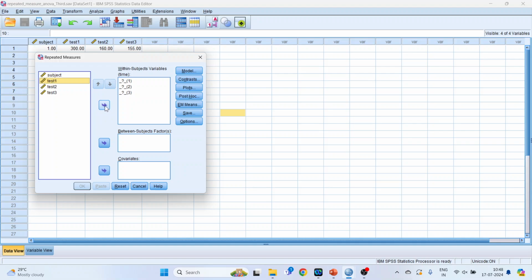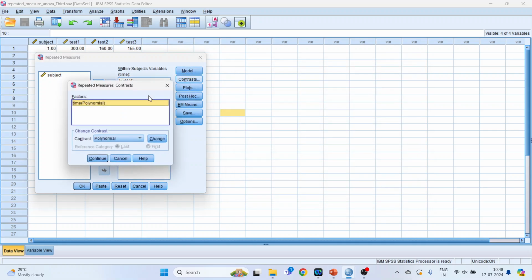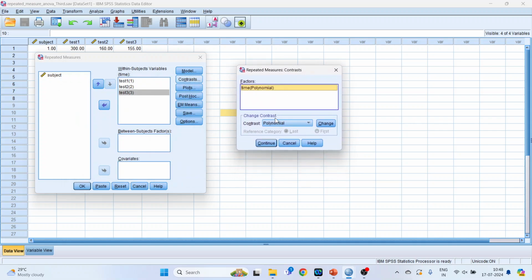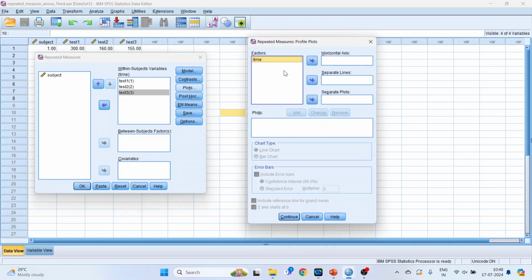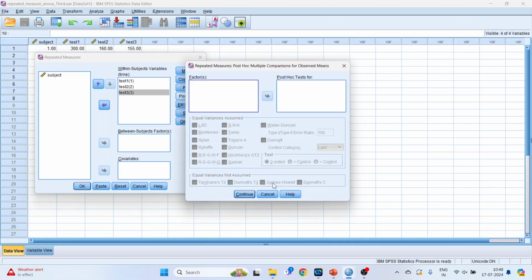Test 1, time period 1. Test 2, time period 2. Test 3, time period 3. Click on Model, keep things as they are, no change. Continue. Click on Contrast, no change, keep as it is. Click on Plots, transfer Time into the horizontal axis and press Add. Line chart should be activated. Continue. Post Hoc, nothing is there, no need to worry.